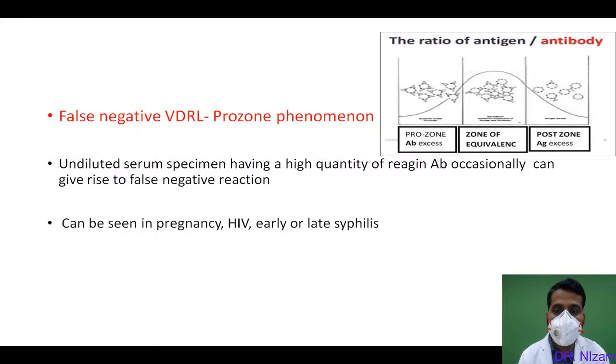VDRL. Why does antibody excess happen? It's because the undiluted specimen having high quantities of the reagent antibody can occasionally give rise to the false negative. Then if there is excess of antigen, it is called postzone. And false negative can be due to HIV, early or late syphilis.